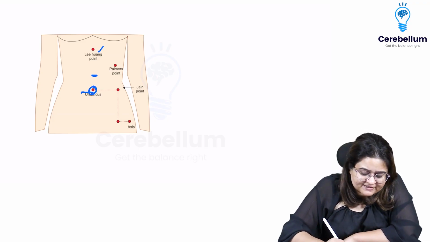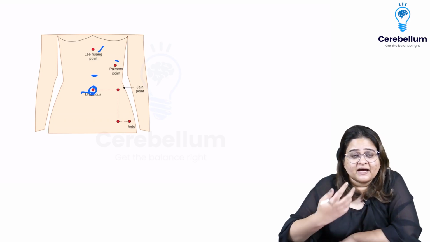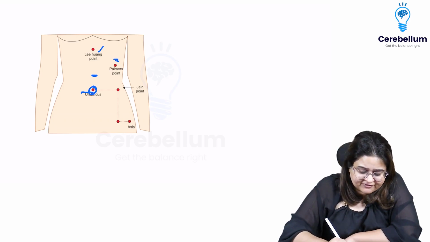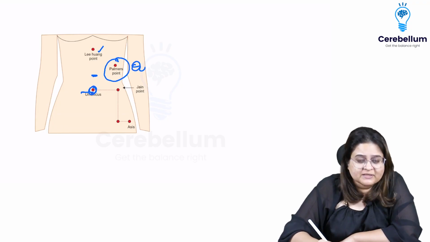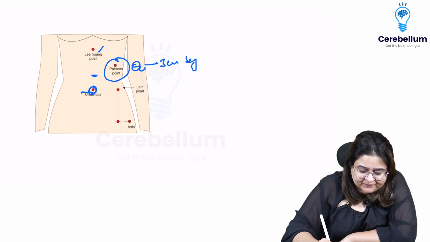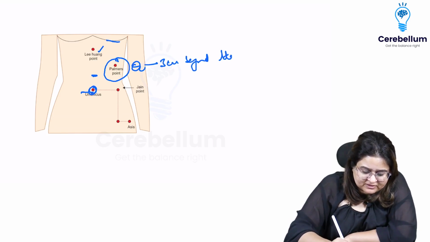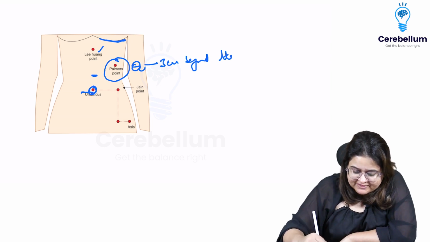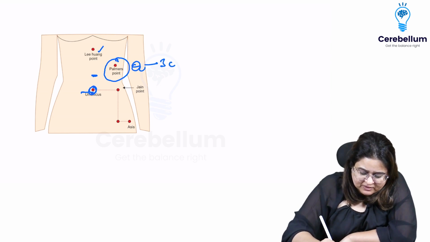If the patient has a history or you're expecting adhesions inside, then the safest point, and this comes as a question, is the Palmer's point. The Palmer's point is a point 3 centimeter below the subcostal margin.